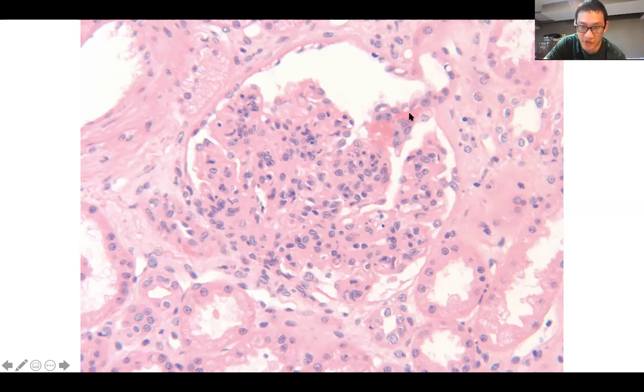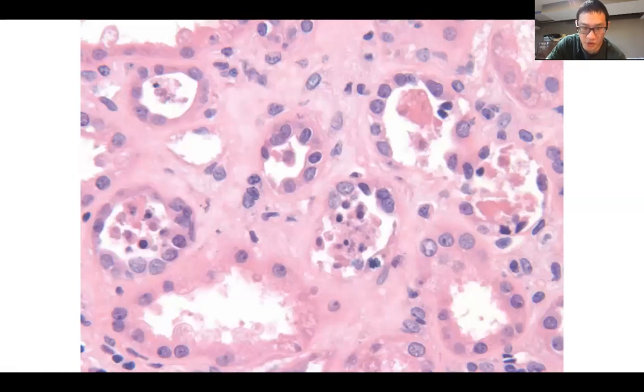Okay, so this is fibrin. And it's different than a scar, because if this was a segmental scar, it would be collagen and it would all be the same color. It would all just be pink, and usually it wouldn't have a bunch of cells within it. There's a lot of cells here. There's bright pink. So this is a fibrinoid necrosis with endocapillary proliferation. Okay.